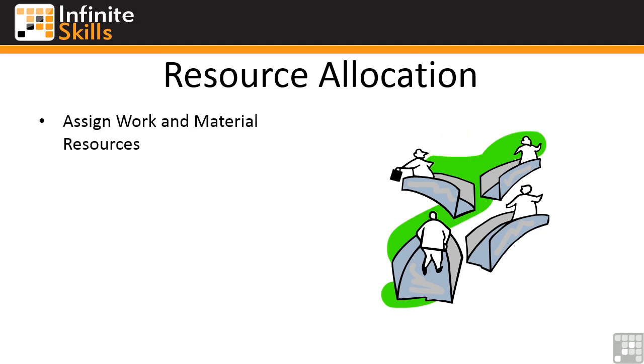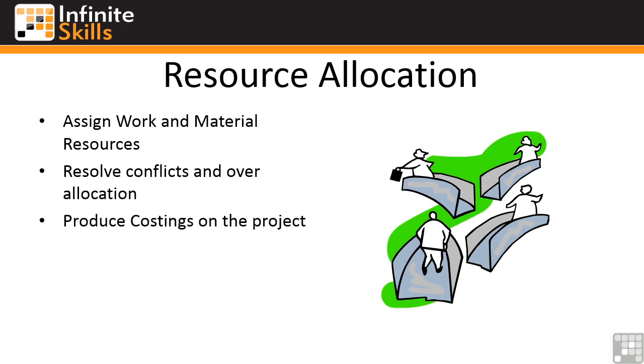So you assign your work and material resources. Any conflicts that then arise, now there will be no conflicts with material resources because the assumption for material resources is that they are infinite, but work resources could conflict in that you're trying to use the same person or number of people at the same time. So those conflicts would need to be resolved, and if there's an over-allocation, that over-allocation resolves too. Now, when it comes to resolving over-allocation, Microsoft Project can help out. Once you have all your conflicts resolved, you'd then be able to produce the final costings for the project.